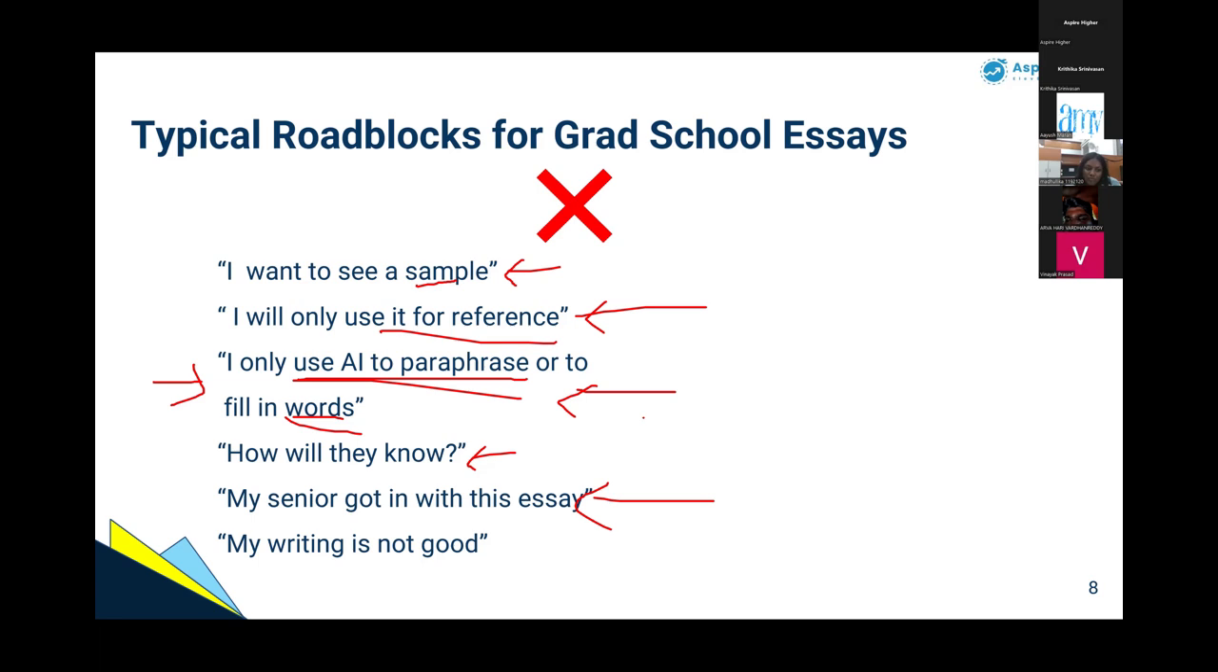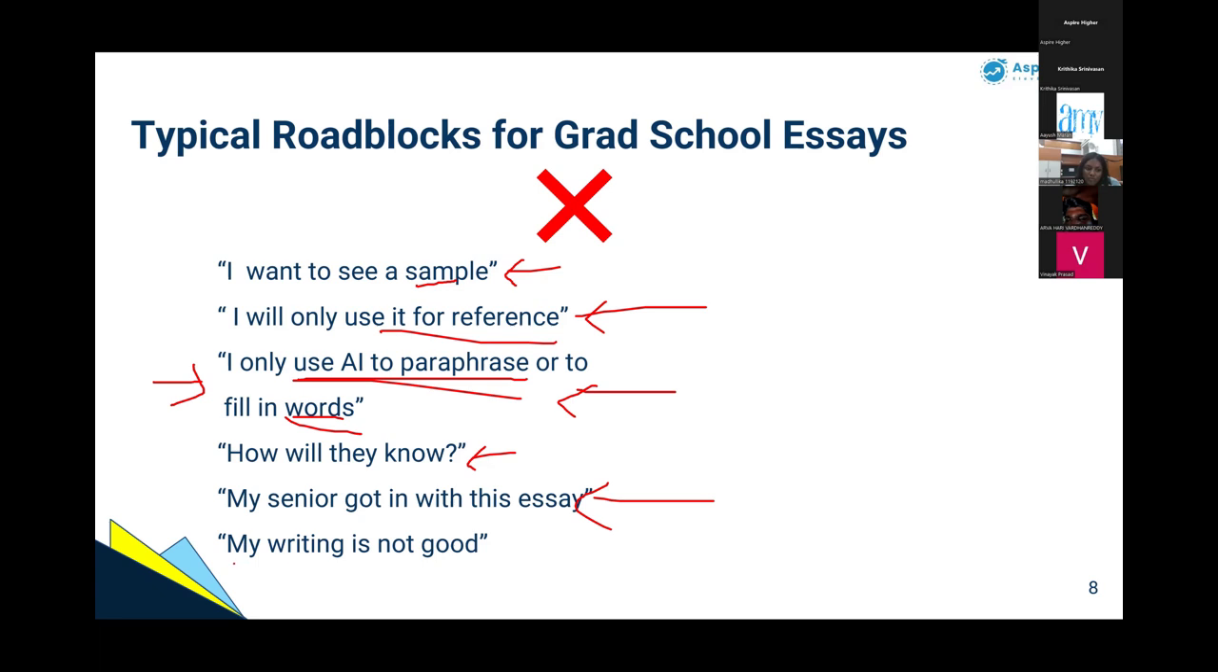What happens is, any application that comes through Slate is stored. You could have written an application to them 5 years ago, and they still have it. It's stored in a big repository, and a new application that comes in is compared with all the other things from the past. So don't think that you can write your senior's essay or take one from the internet or whatever. That is also not going to work.